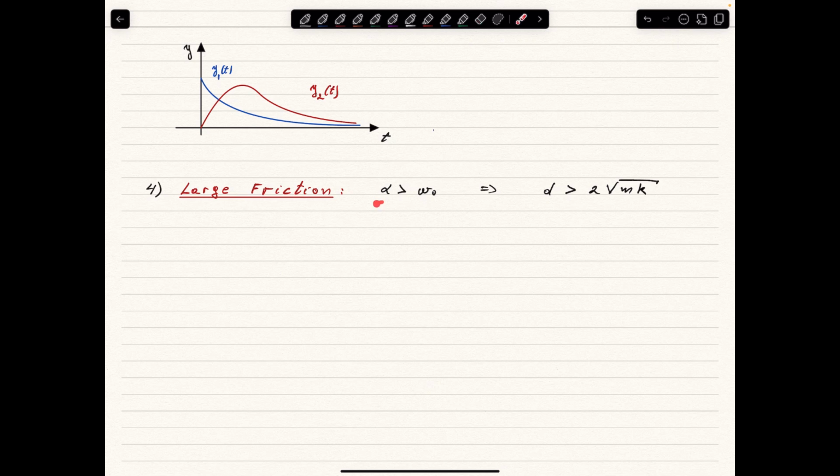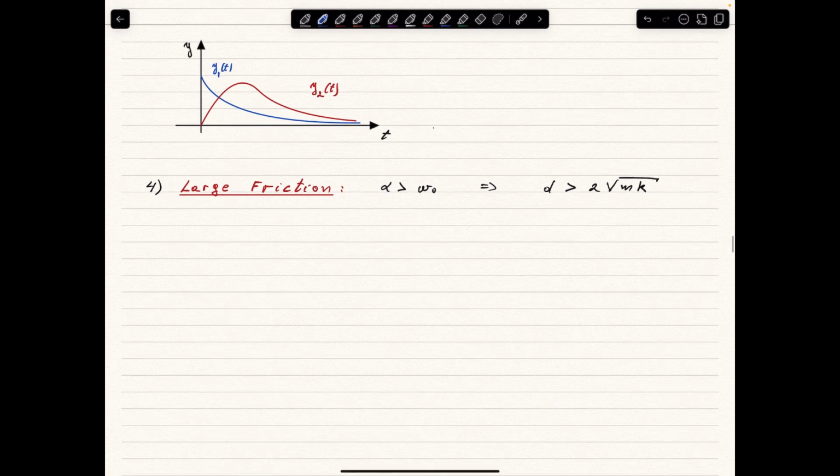Now we have alpha bigger than omega 0, therefore the friction coefficient is bigger than this critical number. And what happens in that case? Well, let's go back to the roots. The roots are r plus minus equal minus alpha plus minus the square root of alpha square minus omega 0 square.